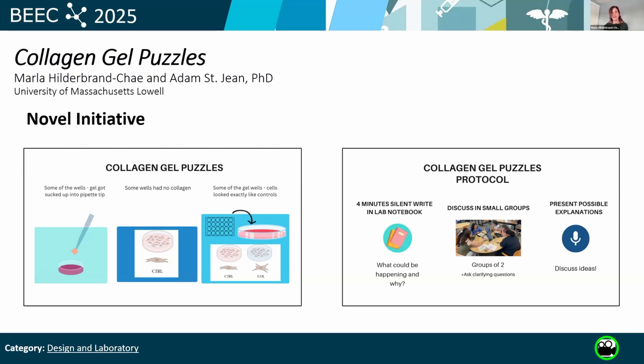And so you can see the slide on the left was one of 3 of the scenarios that we exposed them to. And then the protocol for the class, the pedagogical approach, was to have the students do a silent write individually first, then in intentionally paired small groups, they would brainstorm ideas and then share out with the class what they thought happened to these collagen gels.